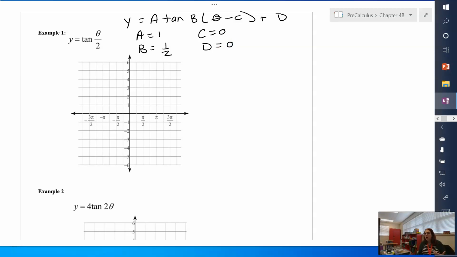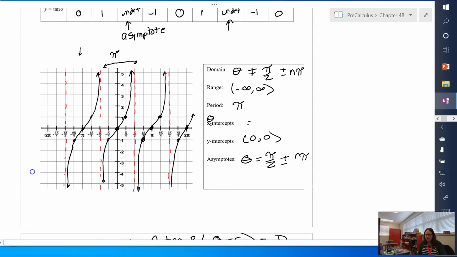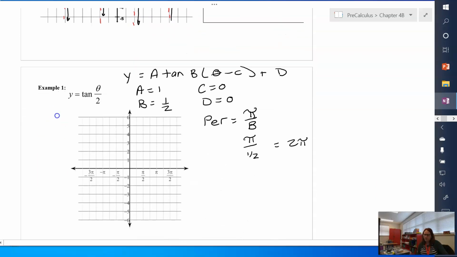So what happens is we have a 1/2 for b. And if you recall, for sine and cosine, period was 2 pi over b. With tangent, period is pi over b. So then the period for this graph is going to be pi over 1/2, and that equals 2 pi. So if you look at the original graph, our period was just 1 pi. Now we've actually stretched it horizontally by a factor of 2. So we're going to have a horizontal stretch.